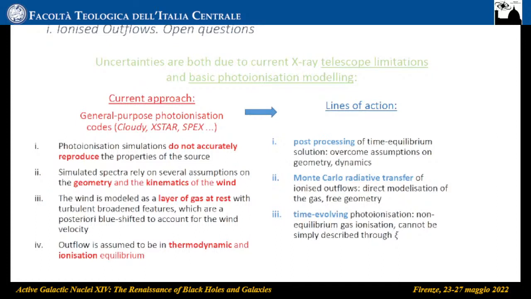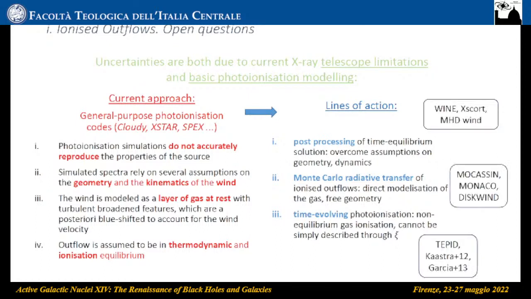And we saw with the talk of Barbara that mainly all the AGN are variable to a certain extent, so this is very important. And the interesting thing in this field is that when the gas is not in equilibrium, its evolution cannot be described through the usual ionization parameter Xi. So here I list a number of codes which try to follow these lines of action. Obviously, each line tries to solve some of these problems, but leaves other problems open.